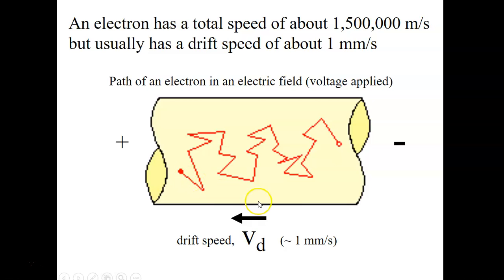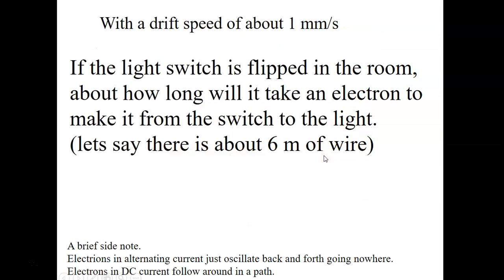Okay, the drift speed in a wire is around 1 millimeter per second. The actual electron speed is around 1.5 million meters per second. So the electrons are really, really cruising around in a conductor, at least at room temperature. But the drift speed is much, much slower than that. So the electrons don't move that quickly around the circuit.